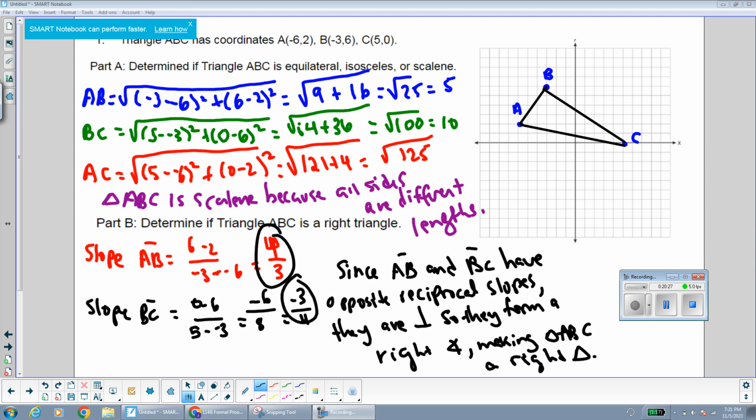Notice that when I did my slopes, they worked out to be opposite reciprocals. So that does mean that they are perpendicular, meaning they form a right angle, making the triangle a right triangle.